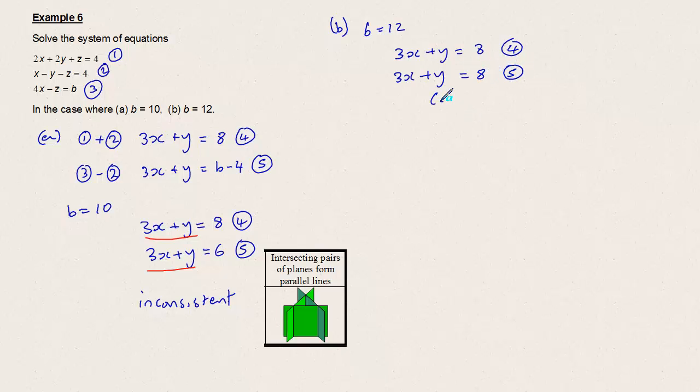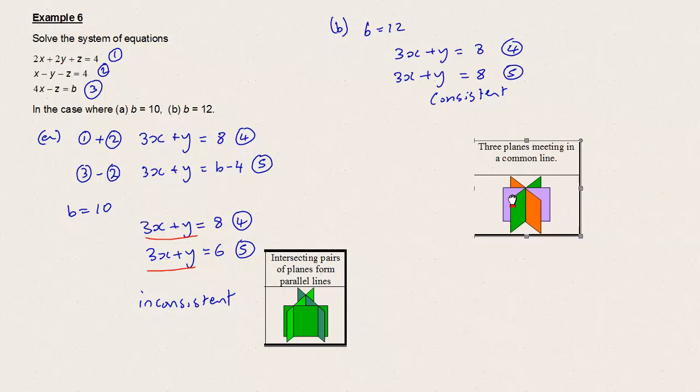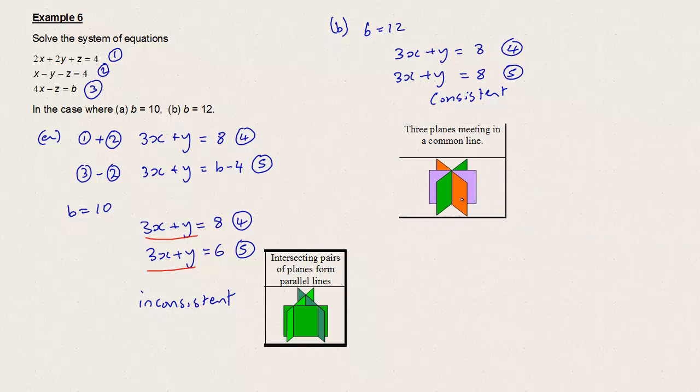These are the same. They're consistent equations, but because the left-hand side is the same, there's no way that we can eliminate x and y. And that gives us an infinite number of solutions like this, where the three planes meet in a common line.